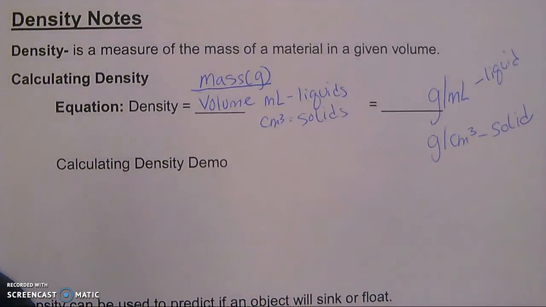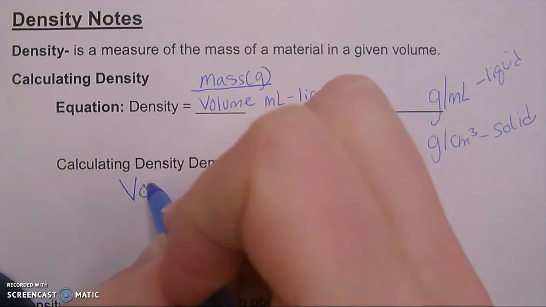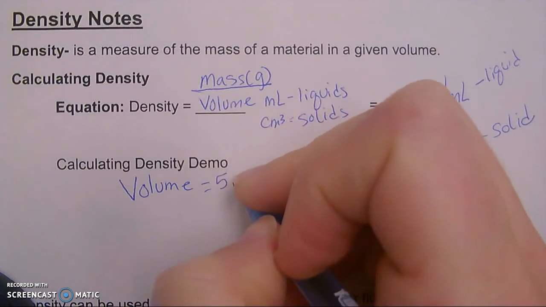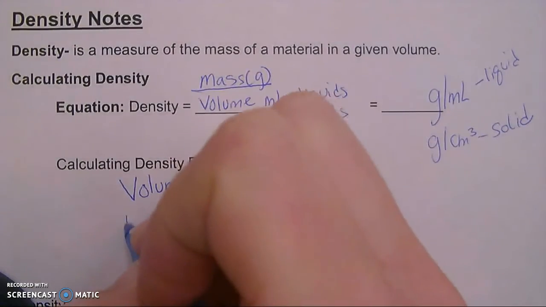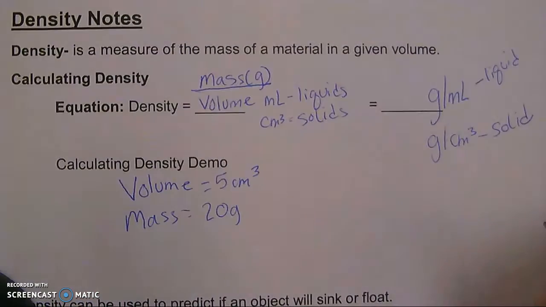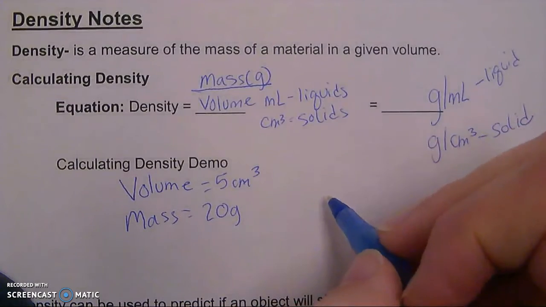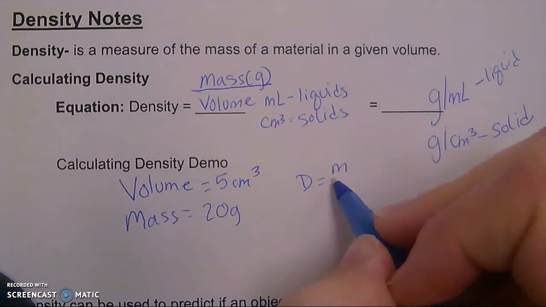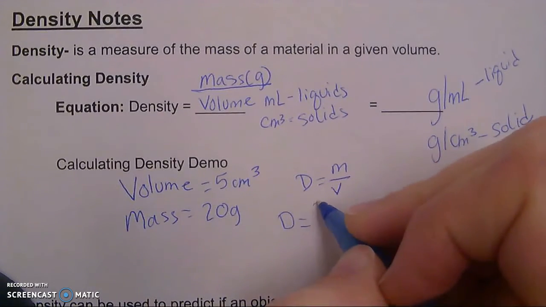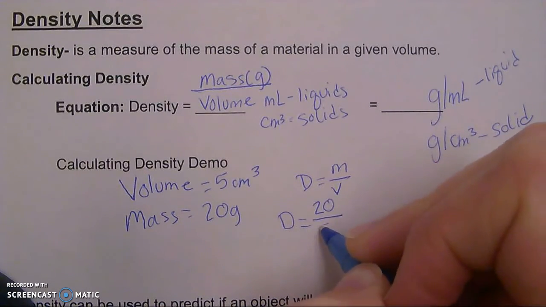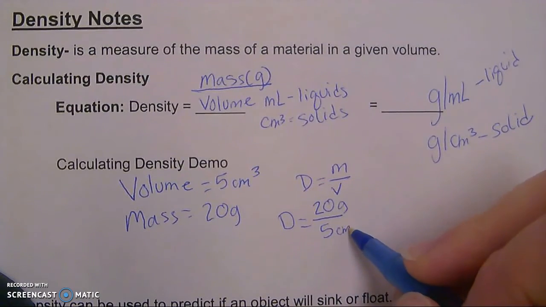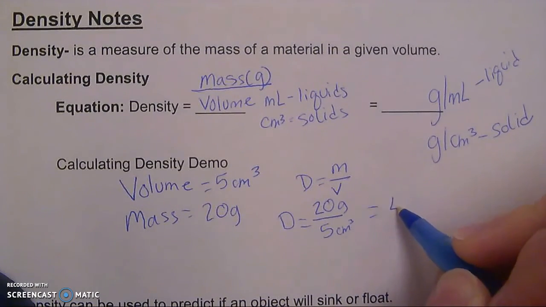Okay, let's practice calculating here. We have an object, and its volume is 5 centimeters cubed, and its mass is 20 grams. Okay, remembering the equation for density is mass divided by volume, I'm going to plug in the values. 20 was for mass, 5 was for volume. 20 divided by 5 equals 4.